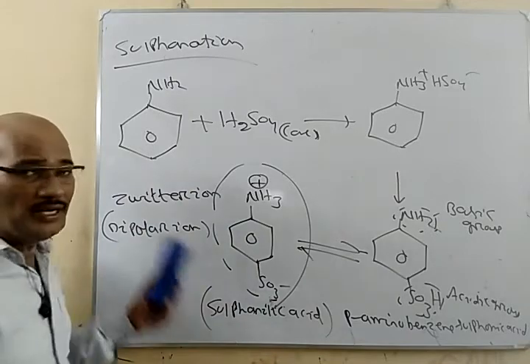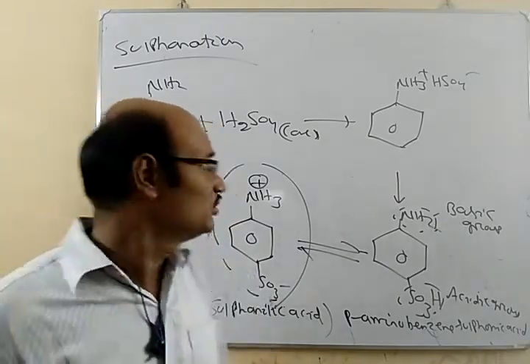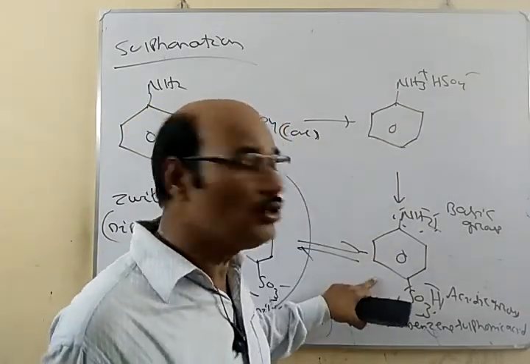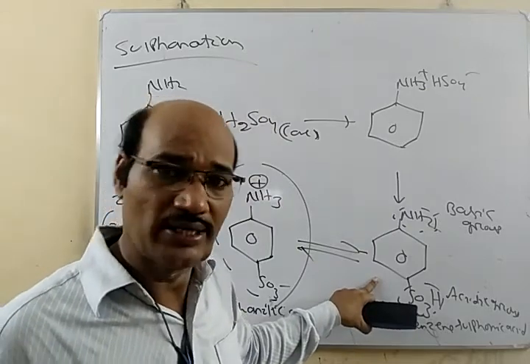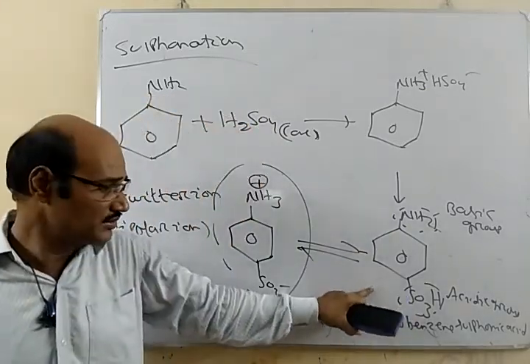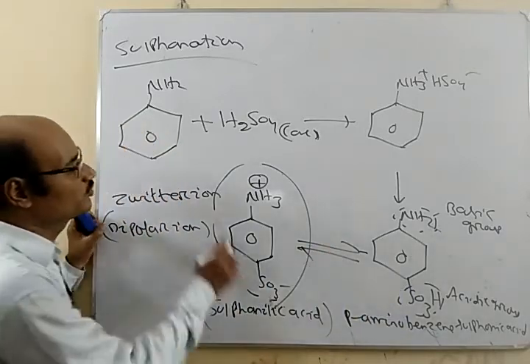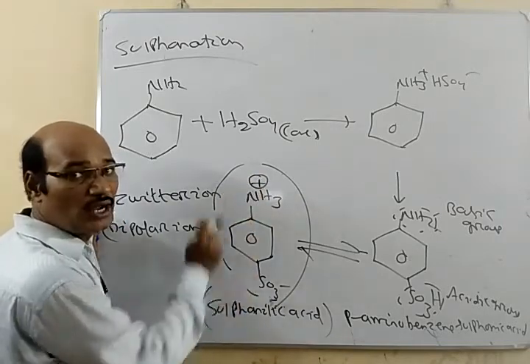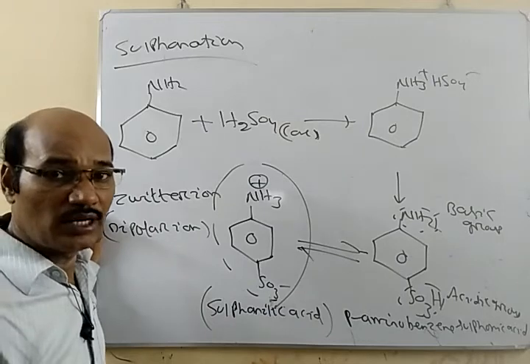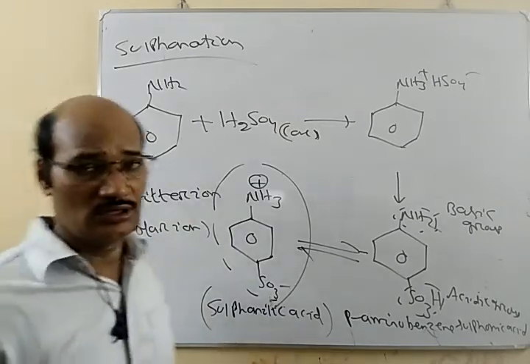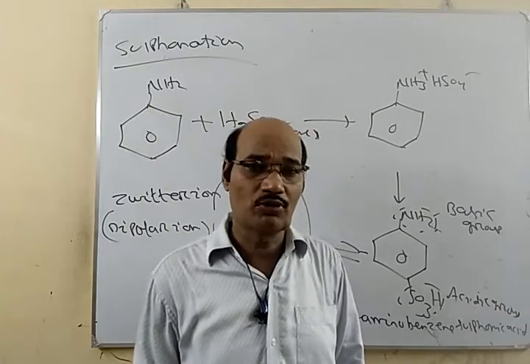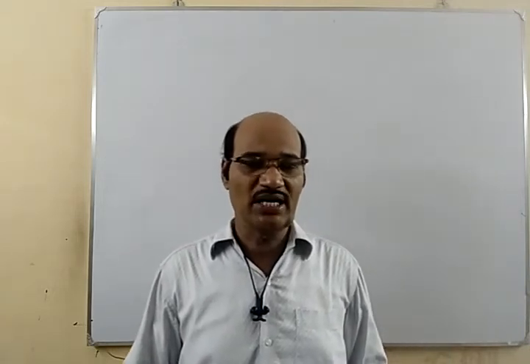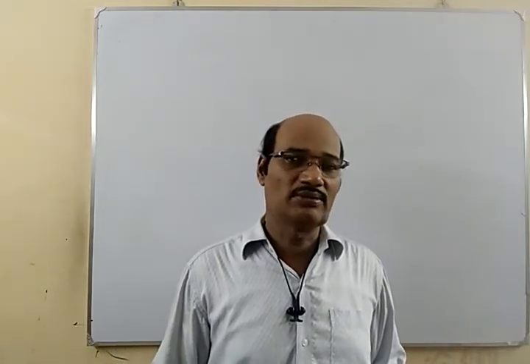So aniline reacts with concentrated sulfuric acid to give the anilinium salt, and this gives para amino benzene sulfonic acid, called sulfanilic acid. This species contains both the plus charge and the minus charge. This is called a zwitterion or a dipolar ion. So these are the electrophilic substitution reactions of aniline. Clear? So far we have discussed the various chemical properties of aromatic amines as well as aliphatic amines.